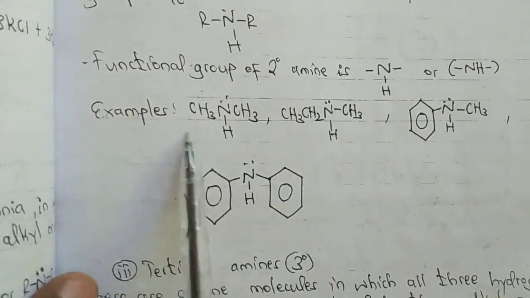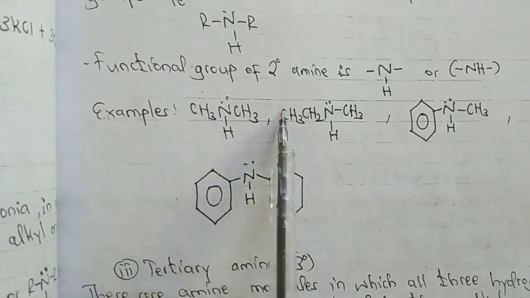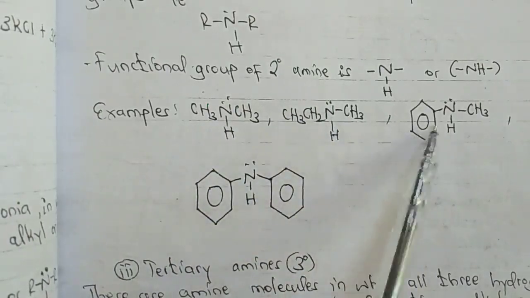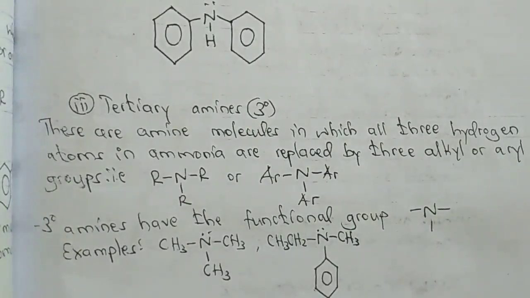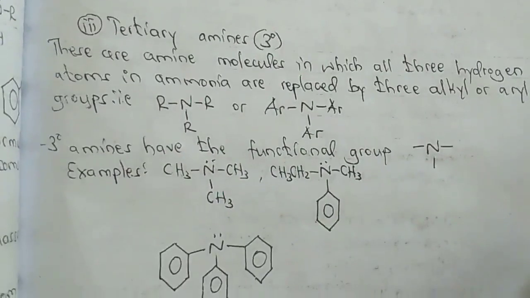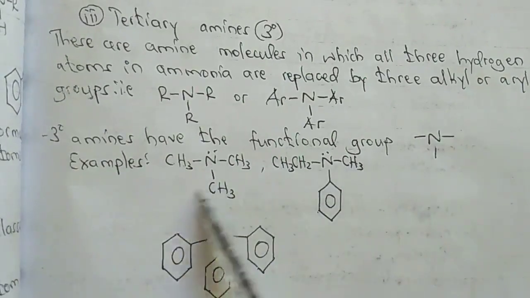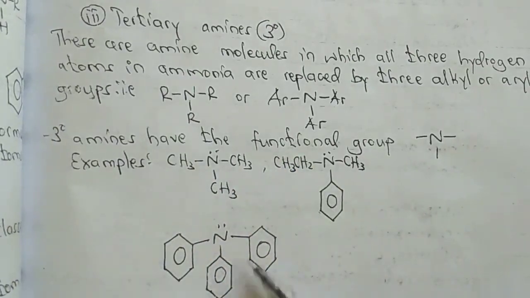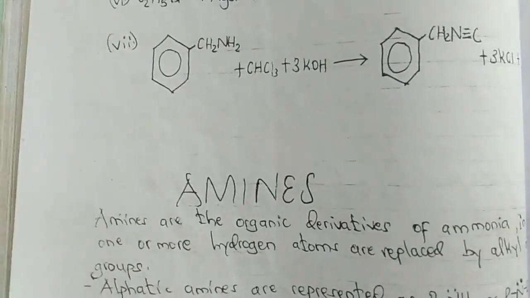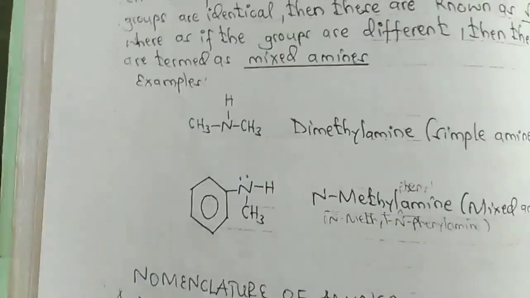Example is dimethylamine, diethylamine, ethyl methyl amine, then you can have phenyl methyl amine. Kisha tuko na tertiary amine ambao all of the three hydrogens are replaced by alkyl or aryl groups. So it is R, then nitrogen, R, and an alkyl or aryl group on the nitrogen. So the tertiary amine functional group is nitrogen bonded to three carbon atoms. Examples are methyl, ethyl, methyl, phenyl. These are examples of the tertiary amine in which all of the hydrogen atoms are replaced by alkyl or aryl groups.